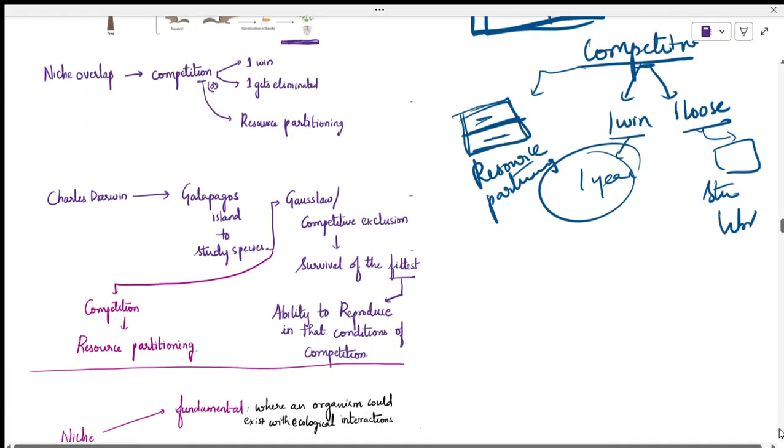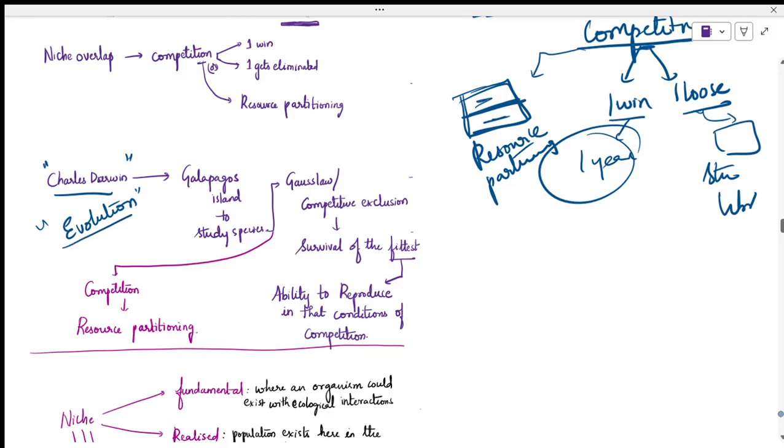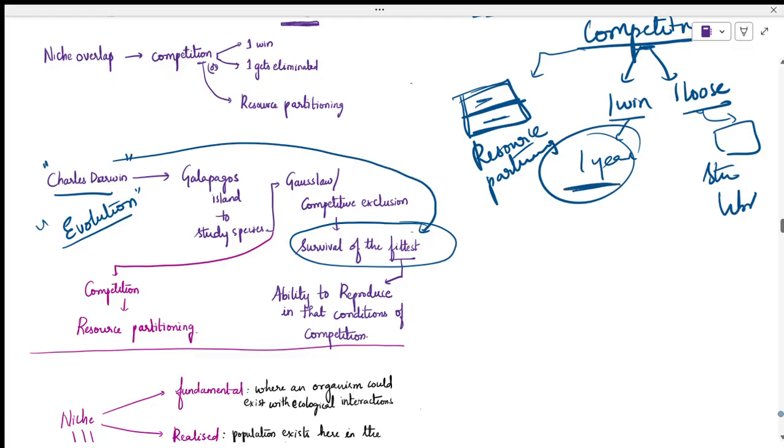Okay, and this competition, one wins and one loses, was written by Charles Darwin when he was speaking about evolution. So he gave the evolution theory, right? And he gave something called survival of the fittest. I argued that I have been studying here for 1 year and you cannot enter my room. I am the survival of the fittest. Fine.